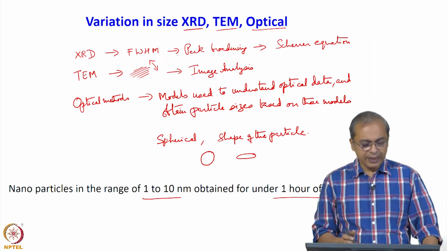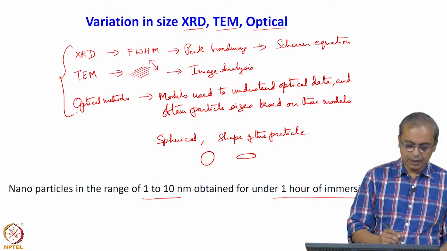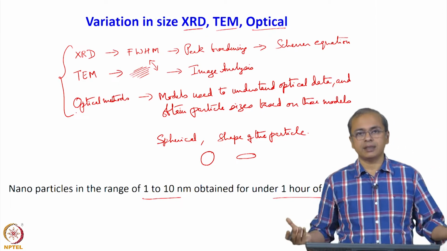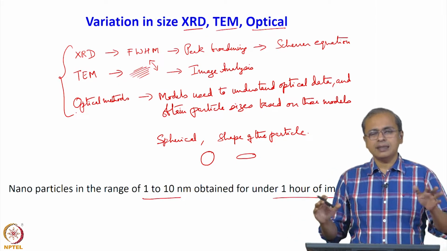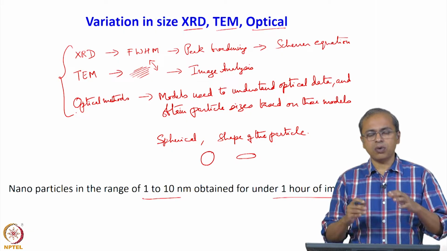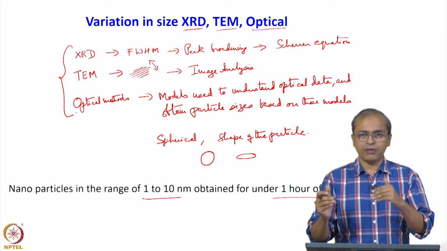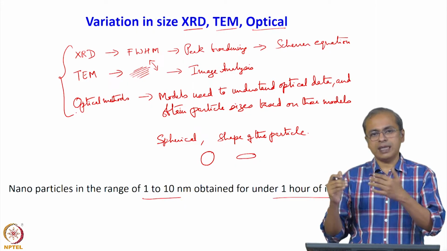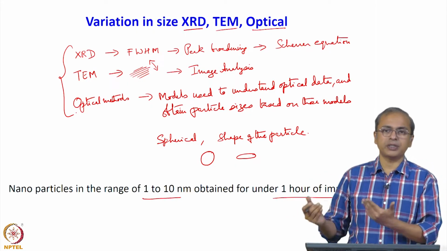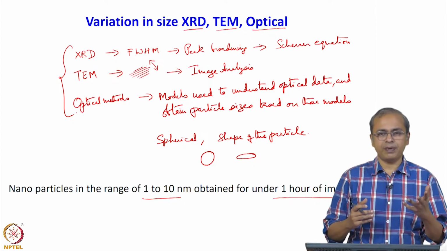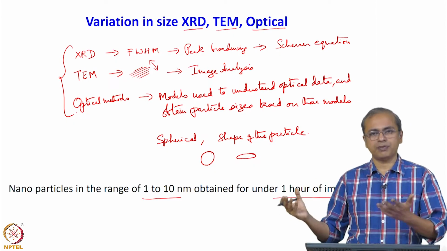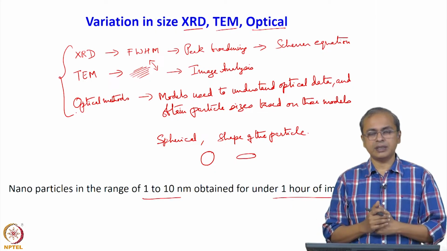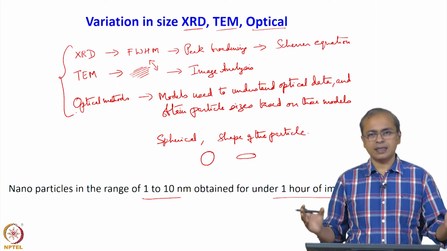Now even though you get nanoparticles in the range of 1 to 10 nanometers, what you will see is that between these 3 techniques you may find some variation in the answers. Generally, the trend is the same. So if you see small particle sizes in one case, and after a longer duration of immersion, let us say between 15 minutes and 45 minutes, so 3 times the duration, you will see a distinct increase in the crystal size.